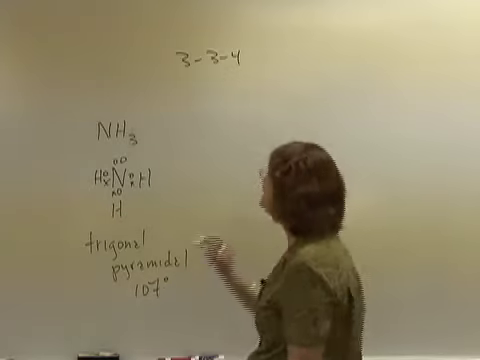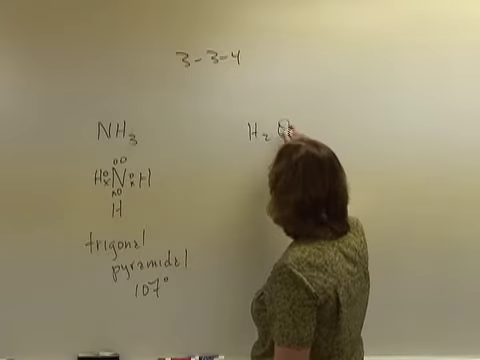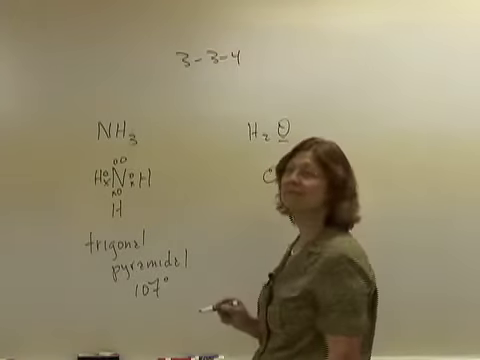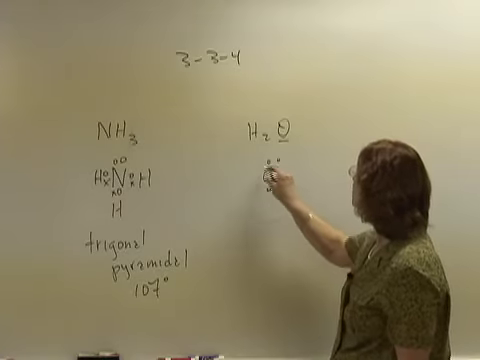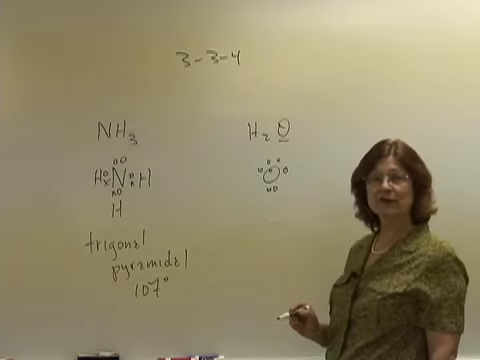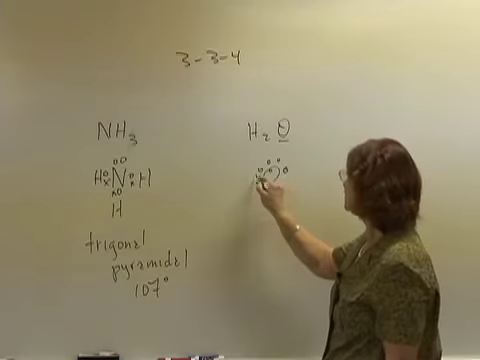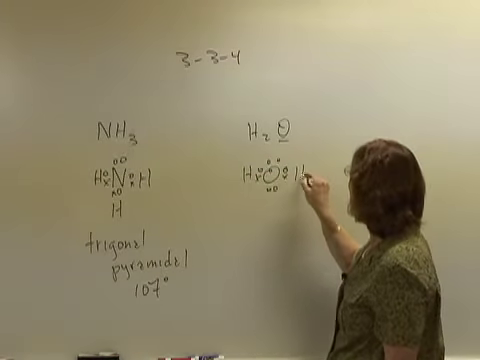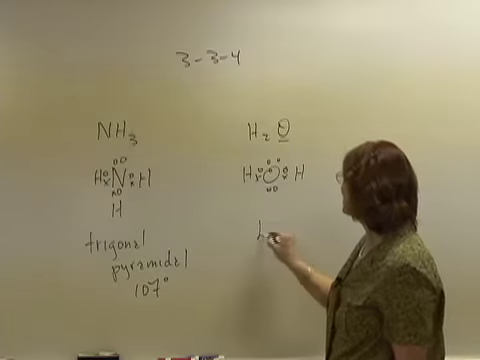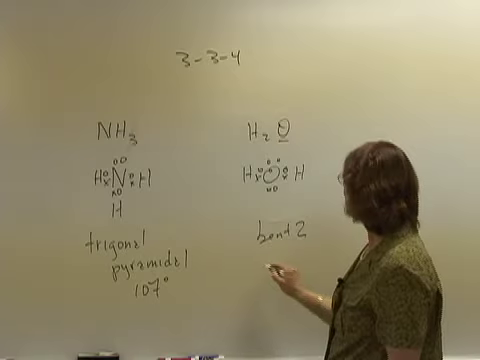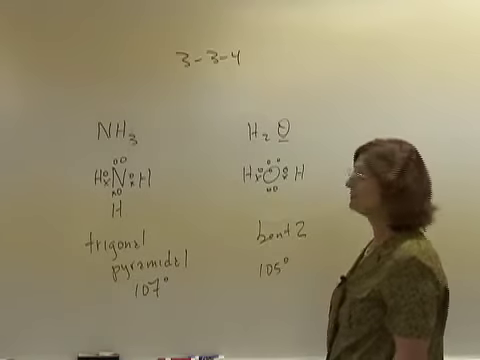And water is H2O. And in this case, we know that the oxygen is in the middle. And therefore, we have 1, 2, 3, 4, 5, 6 outer electrons for oxygen, and hydrogen has 1. And therefore we get an octet. And it is a bent 2 with a 105 degree.